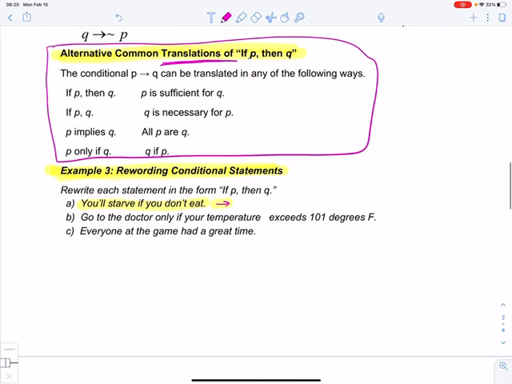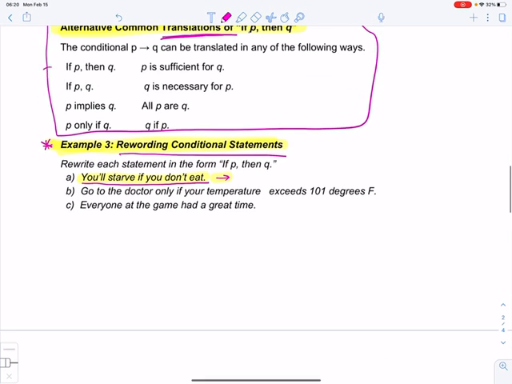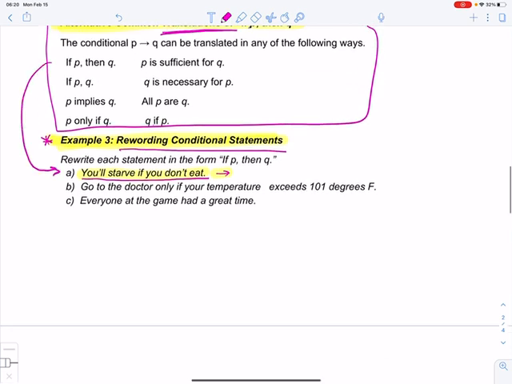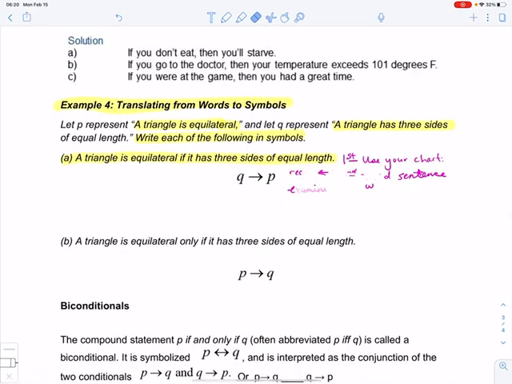The last part 2 video, we left off with example 3, rewording conditional statements, meaning we were taking words like you'll starve if you don't eat and putting in an if P then Q based off of what it looks like in this chart. Now we're going to do example 4.